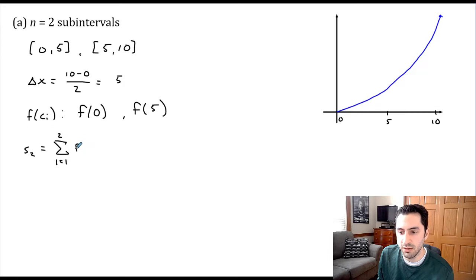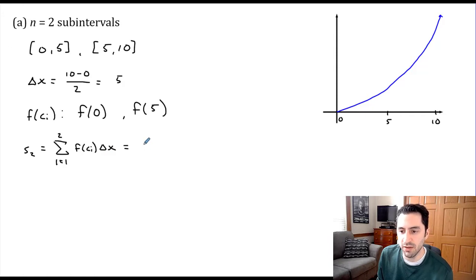And we're going to take the height of each rectangle and multiply it by the width of each rectangle. So f of c sub i indicates the height of every rectangle. Delta x indicates the width of each rectangle, and this is actually a constant because every rectangle has the same width.